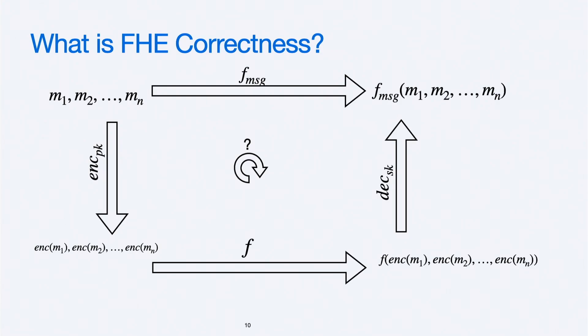Before going further, I would like to explain what FHE correctness is. If we have data m1 to mn, and we run some arithmetic operations on these variables and get some result, then instead of running this, we run a parallel equivalent circuit f. To do this, we encrypt, run the circuit f, which is equivalent to f on the messages, and then decrypt. We should be able to get the same result. In other words, FHE correctness is that this diagram commutes.